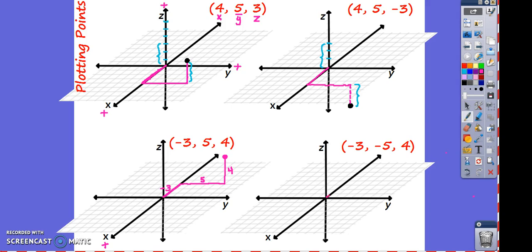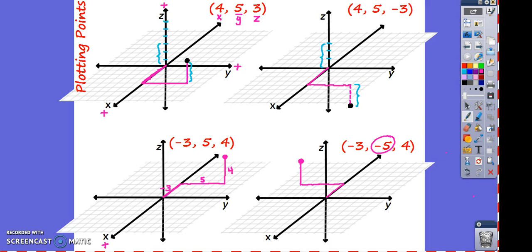Last one, we're going to go backwards 3. This means we're going to go to the left 5, and then up 4. And I would like you to be able to picture where that would be. Like, which of those 8 boxes does that wind up in?